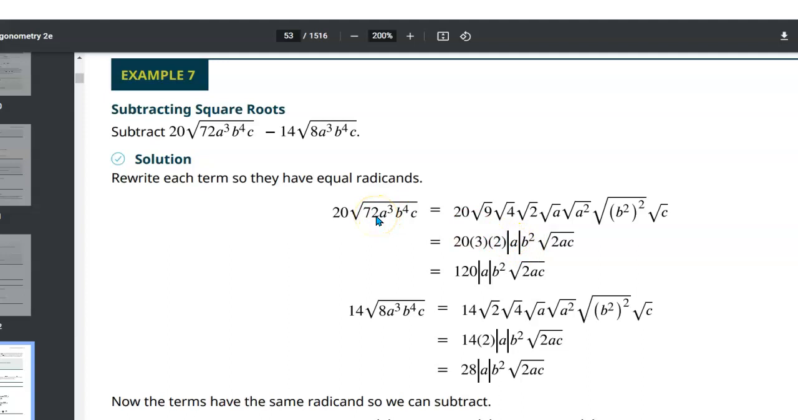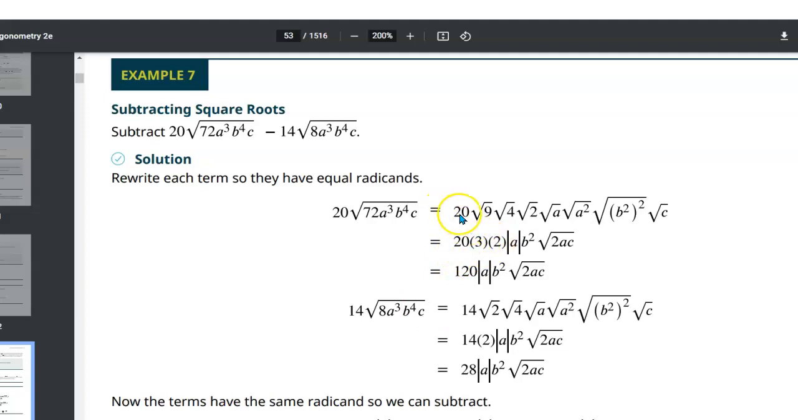Now for 72, we had 36 times 2, but the 2 can't come out. So we've got 20 times 6 times A times B squared times the radical. We had that 2, that A, and that C that didn't come out. So we've got 120 AB squared times the radical. Now, that 20 was already inherited here, right? So we had to contend with it. That 6 multiplicatively bumped into it.